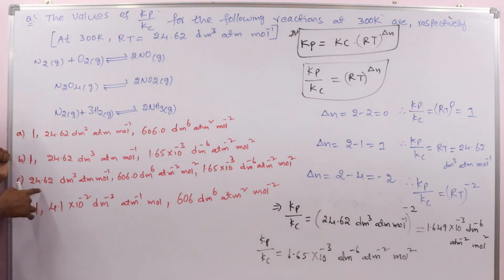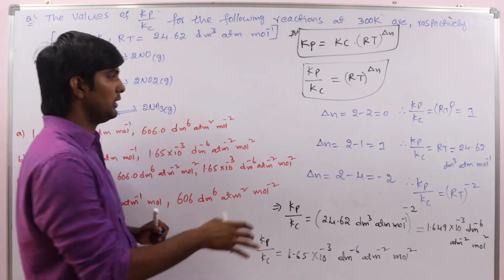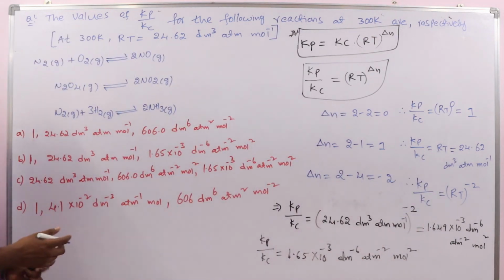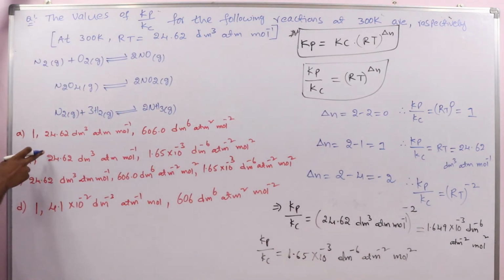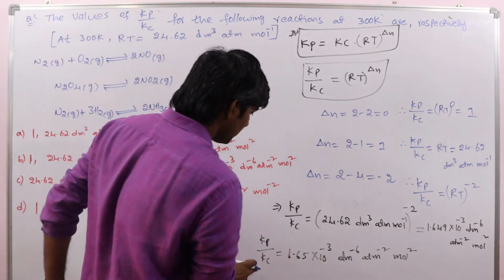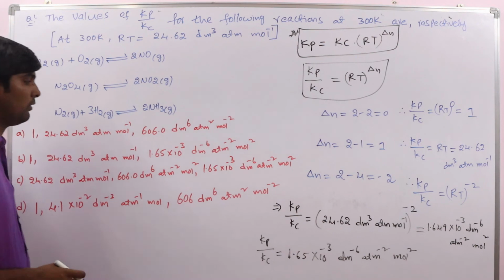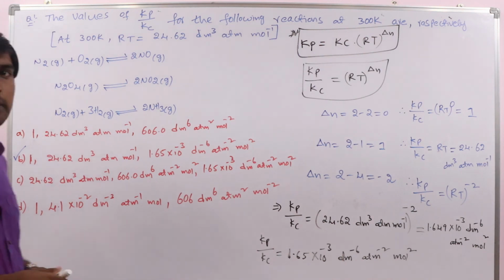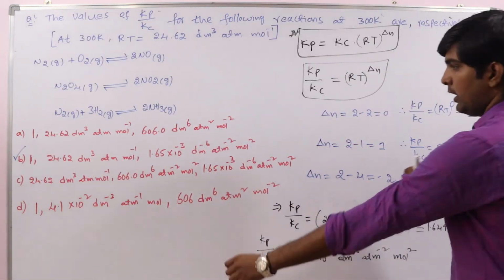So for the first reaction, Kp by Kc is 1. So this option is eliminated. Next, for the second reaction, Kp by Kc equals 24.62. So the answer may be either this or this; both options are eliminated. Now for the third reaction, Kp by Kc equals 1.65 into 10 power minus 3. So option B is the answer.